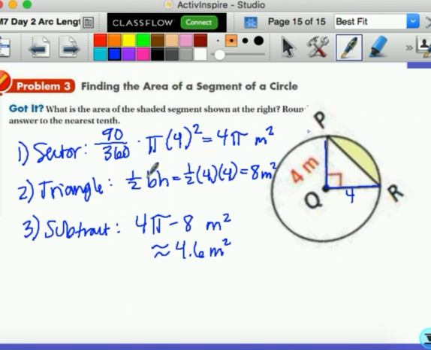Guys, there will not be a ton of these on your test, but there will be one of these coming your way. So please make sure that you understand this process here of what we're doing. So again, our first step is to find the area of this entire shaded region. Then find the area of this triangle here so that we can subtract. And what we're left with is that segment of the circle.